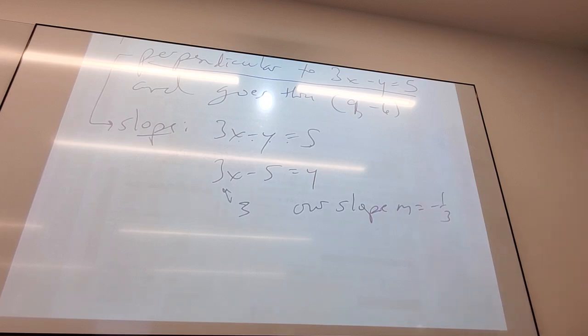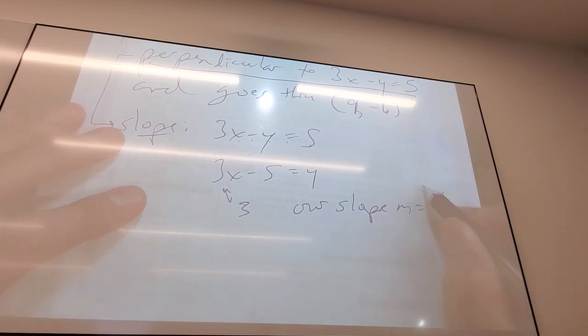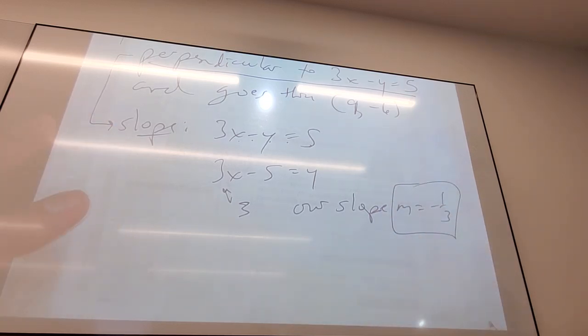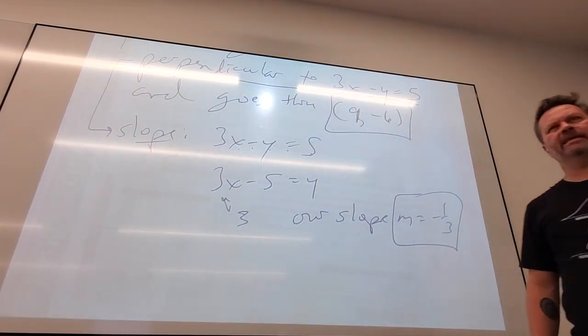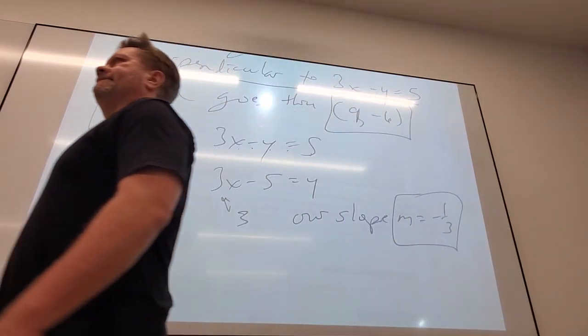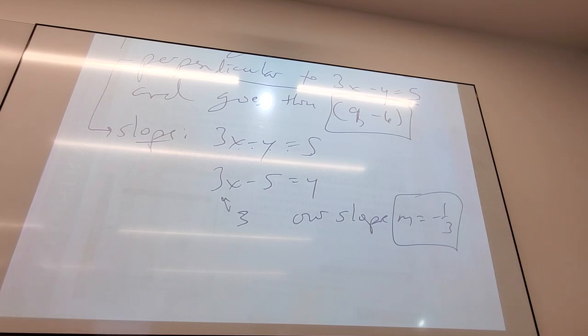Just let me stop for a minute. Do we have the two things we need? Do we have the slope of our line? Yes. Do we have a point that we go through? Yes. You remember how to get the equation of that line now? You got two different ways you could do it.